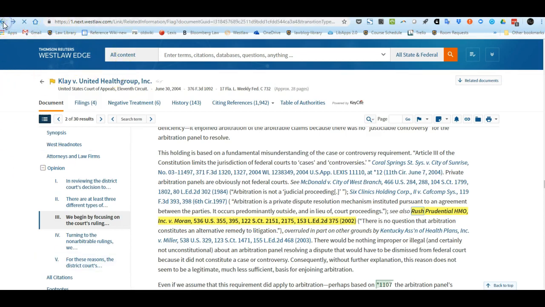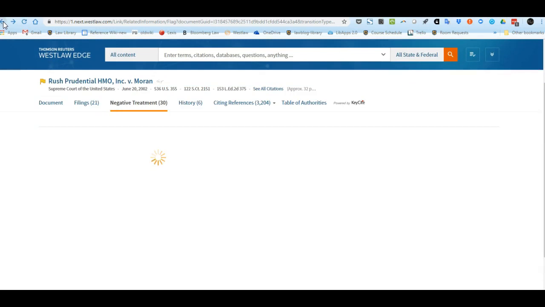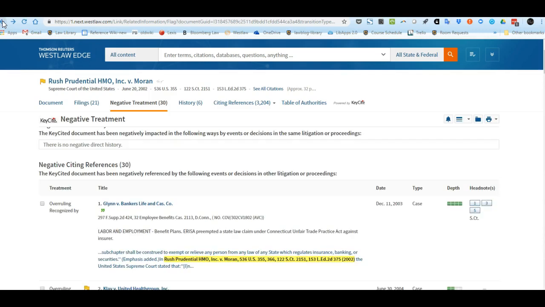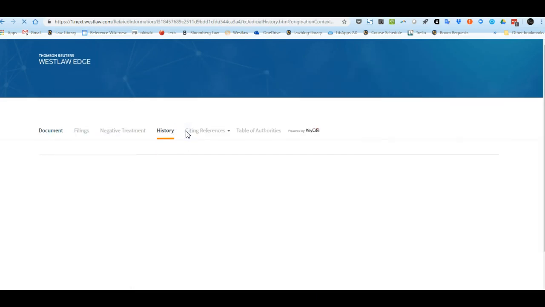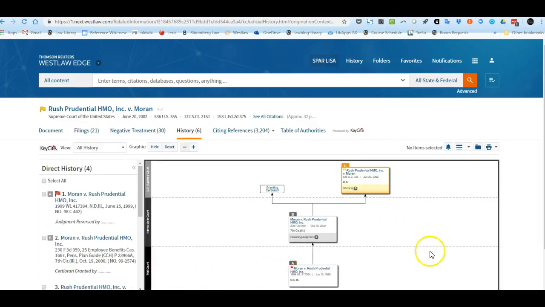Okay, so let's get back to Rush Prudential and talk a little bit more about using Westlaw as a citator, both for validating or invalidating holdings, as well as for research. And essentially, KeyCite, Westlaw's citator, are these tabs that we've already been looking at. So for citator purposes, for validation purposes, you want to check the History tab. That's the litigation chain that we talked about in the video. So see what happened to this actual case, Rush Prudential.